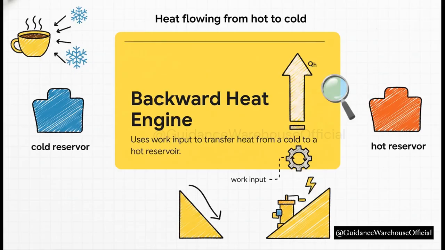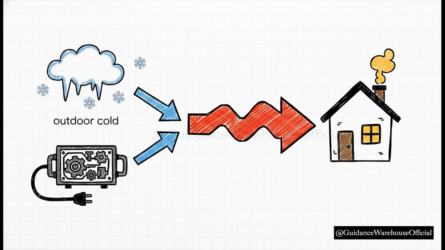It's exactly like pumping water. Water naturally flows downhill, but if you want it to go uphill, you literally have to add a pump and use energy to force it up. A heat pump uses electrical work to force heat uphill, completely against its natural flow. And the formula for this is super elegant. QH equals QC plus W.